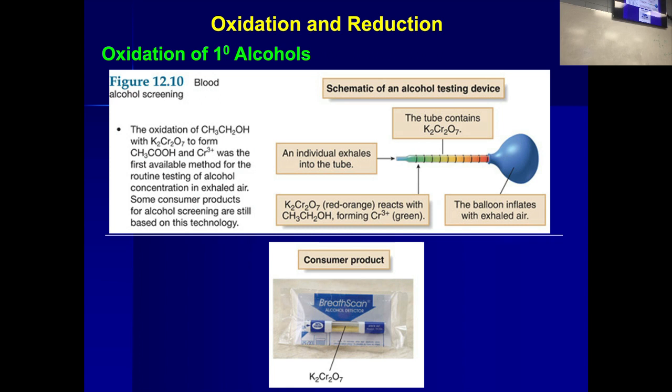You would breathe through it, and it would start out this orange color. It's chromium trioxide, it's orange. You would breathe through this tube into a balloon-looking thing, and if you had a lot of alcohol on your breath, it would start to turn green. Because if you're oxidizing an alcohol, you have to be reducing something else. And what's getting reduced? The chromium. Chromium in the 3+ oxidation state is green. And so the further the green moved up the tube, the drunker you were.